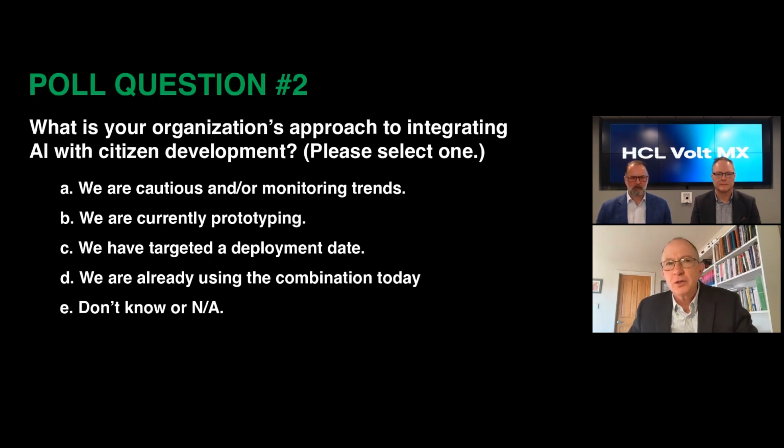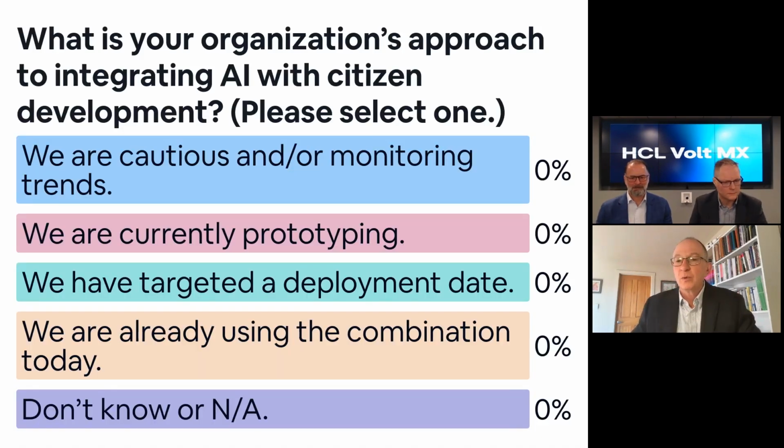Okay, here's the second question. What is your organization's approach to integrating AI with citizen development? So we're moving the story along here, talking about AI. A, we're cautious and/or monitoring trends. B, we're currently prototyping. C, we have targeted a deployment date. D, we're already using the combination today. E, we don't know or not applicable. So let's watch the votes come in. This should be interesting.